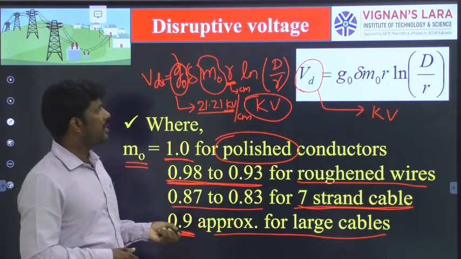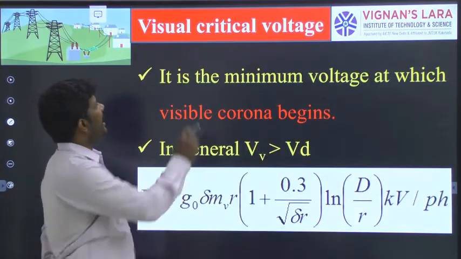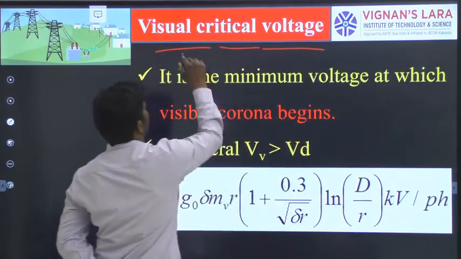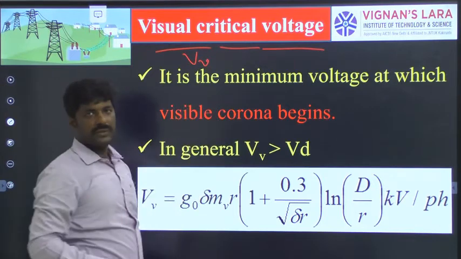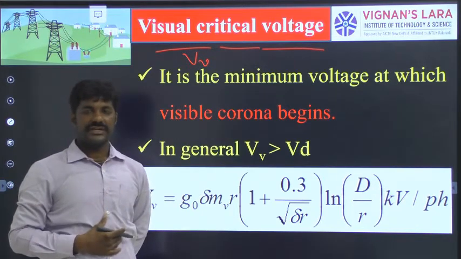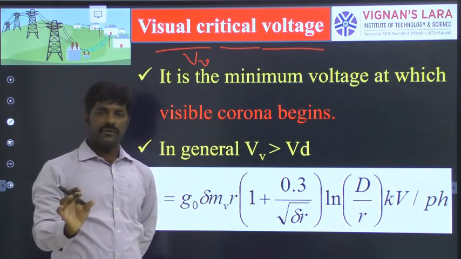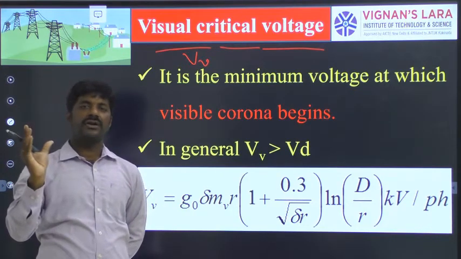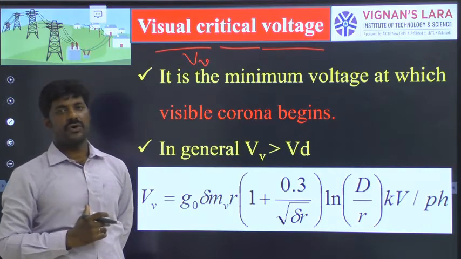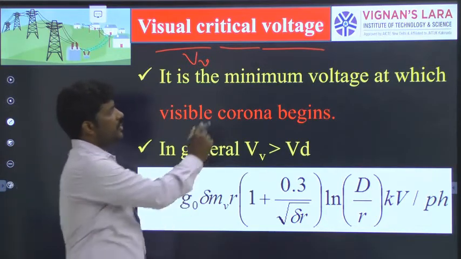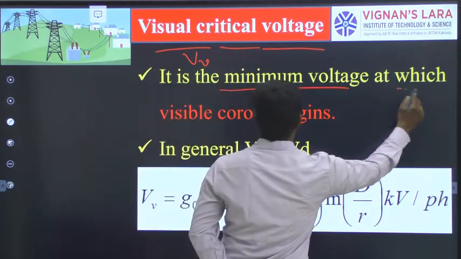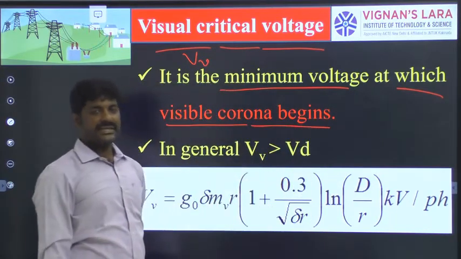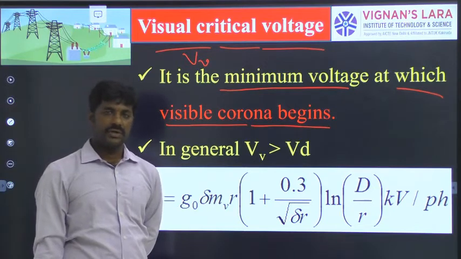So coming to our next discussion, as I told you, this is visual critical voltage, VV. What is the definition of the visual critical voltage? It is the minimum voltage at which the visual glow of corona appears. So the minimum voltage at which the visible corona occurs or begins is known as visual critical voltage.